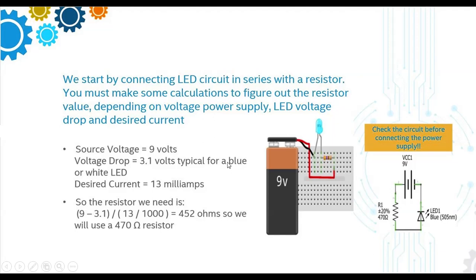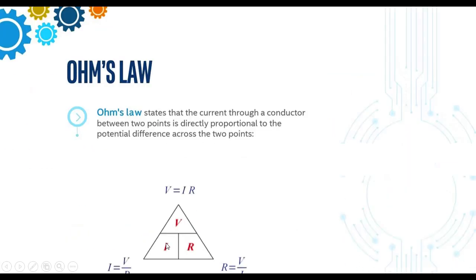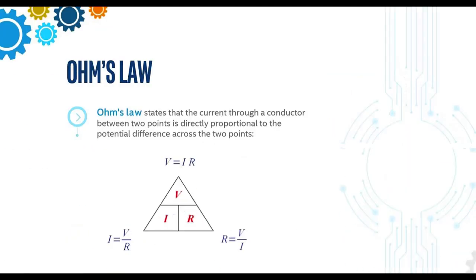But in the market we have a 470 ohm resistor. If we use a 470 ohm resistor, then the proper intensity of light will glow in this particular circuit. So we can use a 470 ohm resistor. And as we know, it is calculated by using Ohm's law.